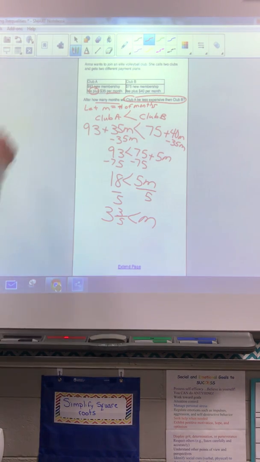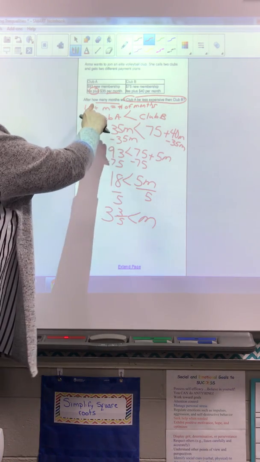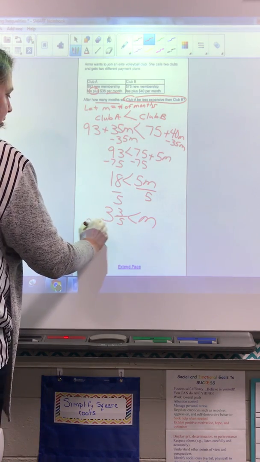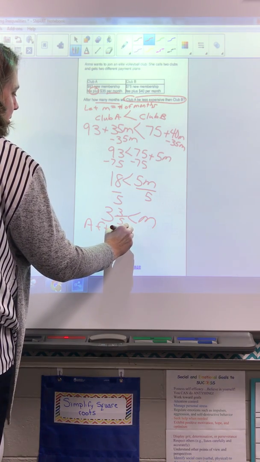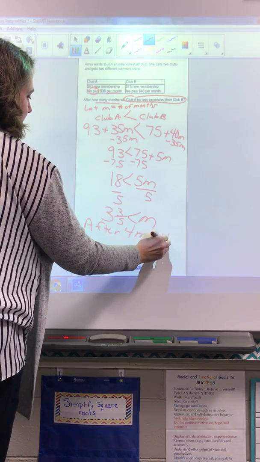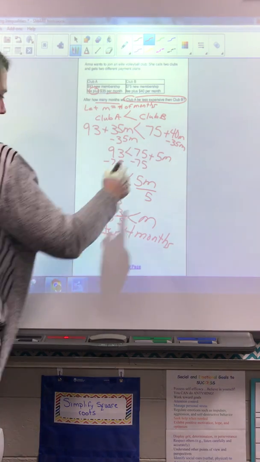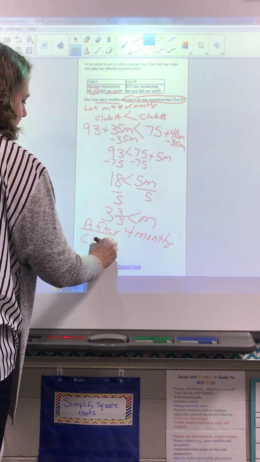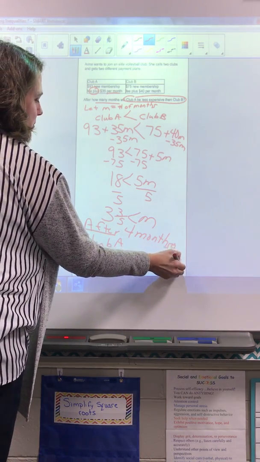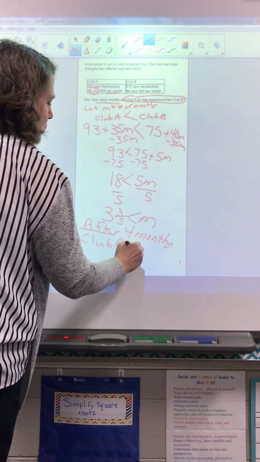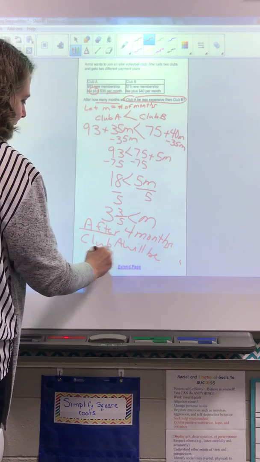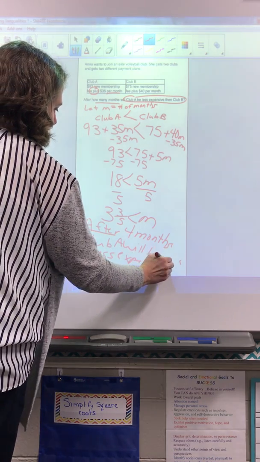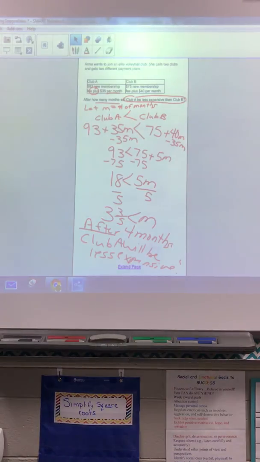So it's either 3 months or 4 months. If it's 3 months, Club A is not less expensive. So we have to round up to 4 months, so it will be less expensive. After 4 months, this after means it's 4 months or above. After 4 months, Club A will be less expensive than Club B.